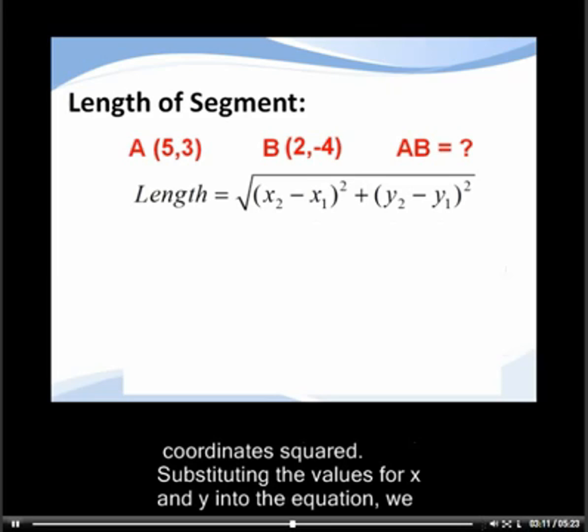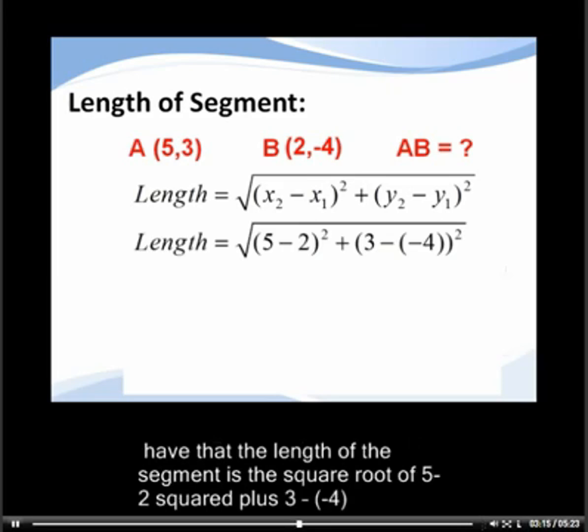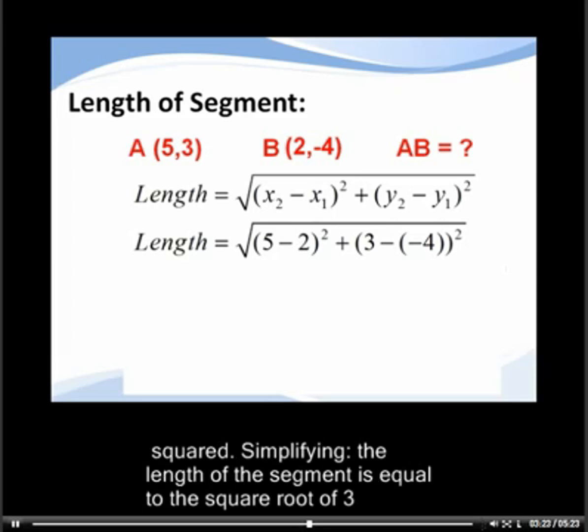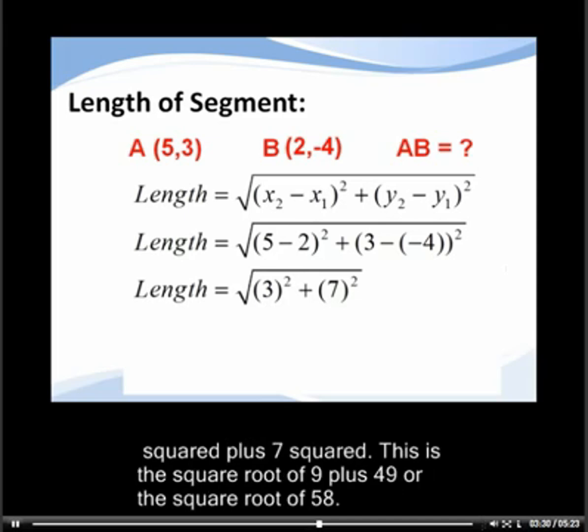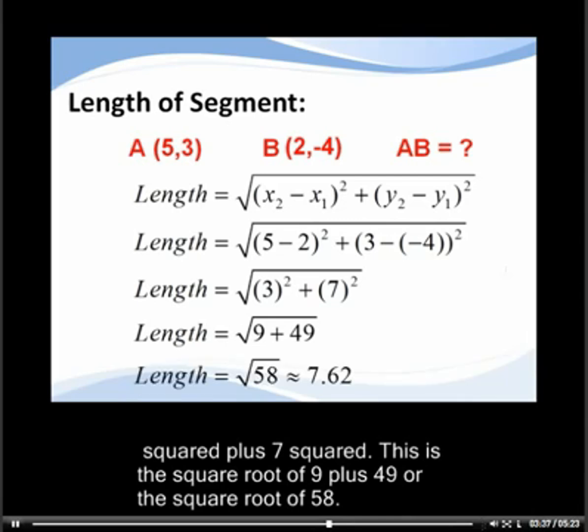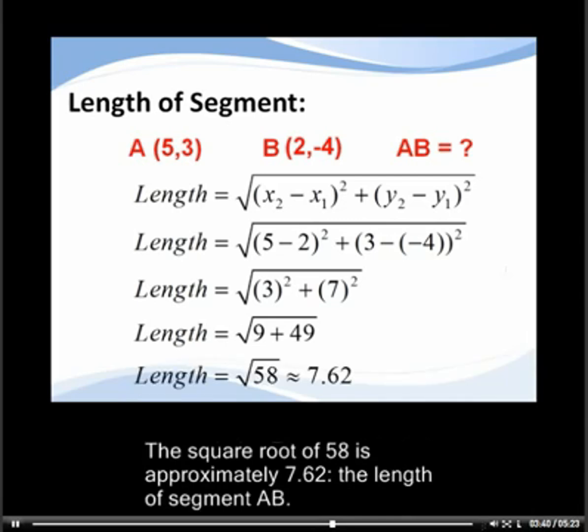Substituting the values for x and y into the equation, we have that the length of the segment is the square root of (5 minus 2) squared plus (3 minus negative 4) squared. Simplifying, the length of the segment is equal to the square root of 3 squared plus 7 squared. This is the square root of 9 plus 49, or the square root of 58. The square root of 58 is approximately 7.62, the length of segment AB.